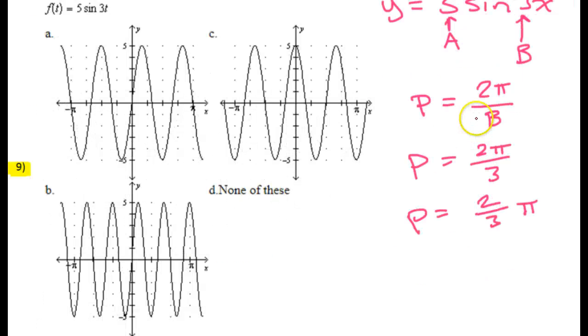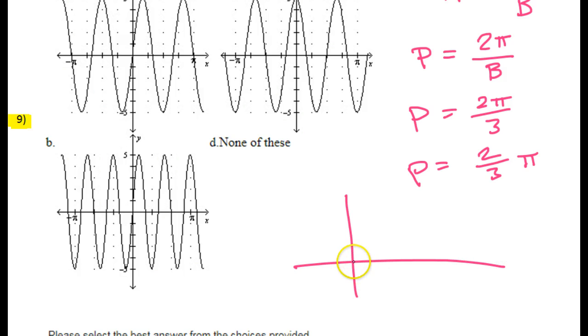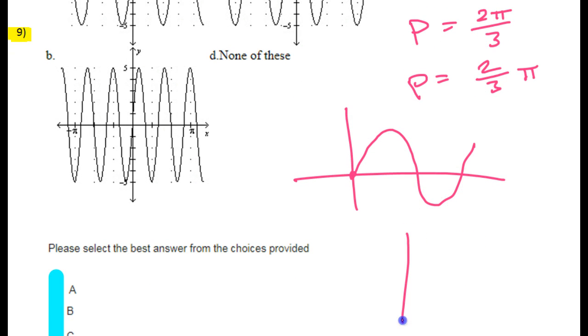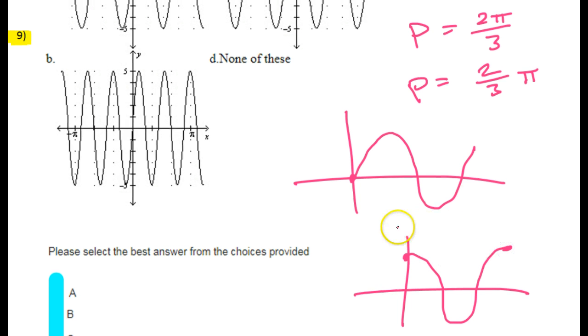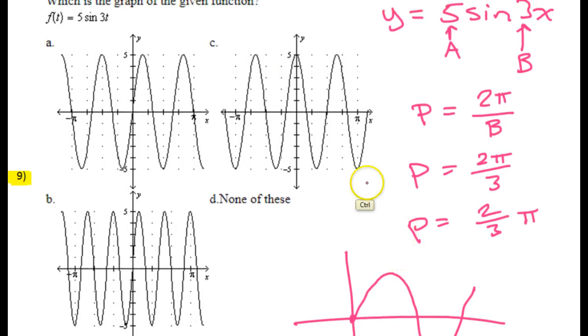There's no phase shift, so we know that the sine function, the parent function, starts at 0 and then goes, whereas the cosine function starts off high. It starts off at the amplitude and then goes. So option C starts off at its high value and then goes from there. So that is a cosine function. So the answer is not C. So it's really just between these two.